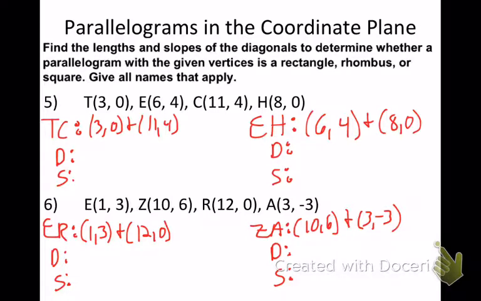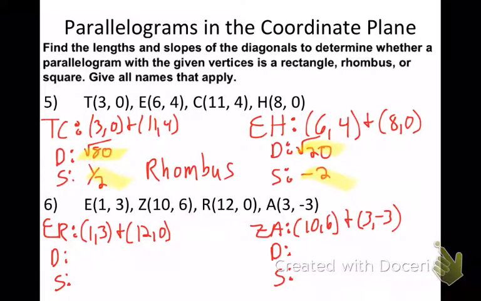All right, Colton. Number 5. I want to find the distance from T to C. What's the distance from T to C, that diagonal? Square root of 80. What's the slope there, Colton? 1/2. All right, EH. What's the distance from EH, Colton? Isn't it square root of 20? Yeah. And then what's the slope there, Colton? So are my distances the same? Are my slopes opposite reciprocals? Yes. So Colton, what's it going to be? Rhombus. It's a rhombus.